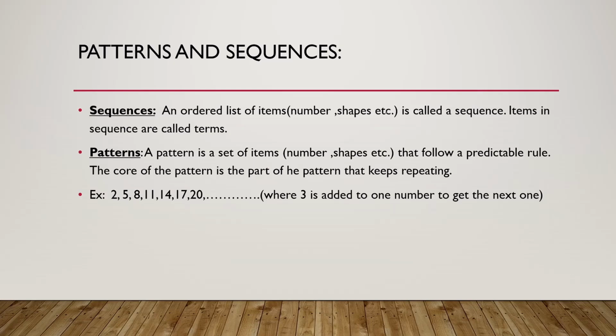So first I want to tell you about patterns and sequences in algebra. So what is a sequence in algebra? An ordered list of items that may be numbers or shapes is called a sequence, and each item in a sequence is called a term. So what is a pattern? A pattern is a set of items that follow a predictable rule. So there is a predefined rule already defined in the sequence.